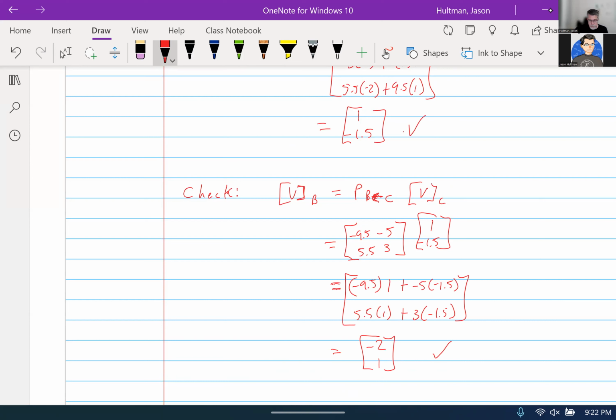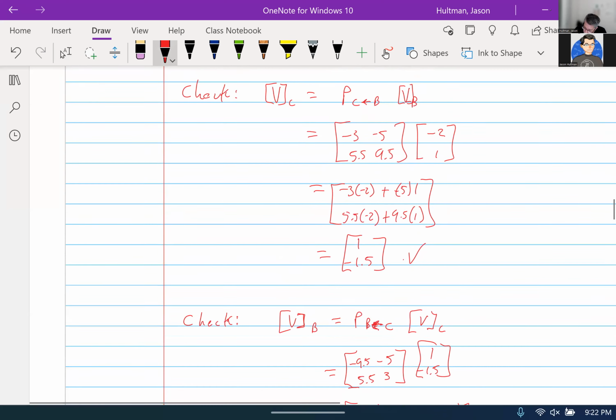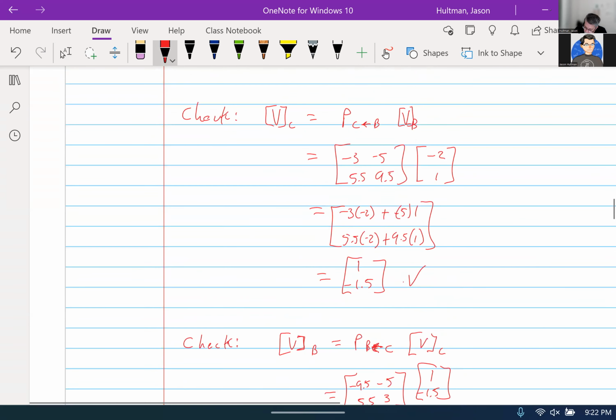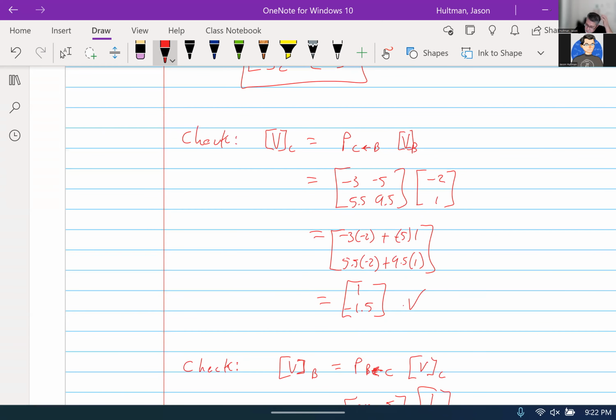And so we can find the components of V relative to an ordered basis. The components of V relative to the basis B, or the components relative to basis C, and then we can figure out one from the other.